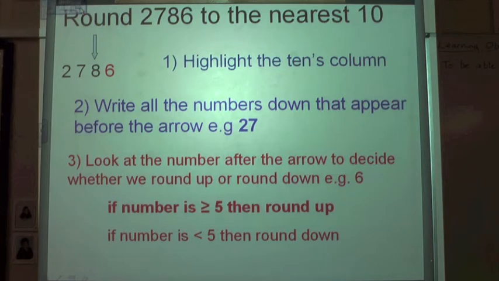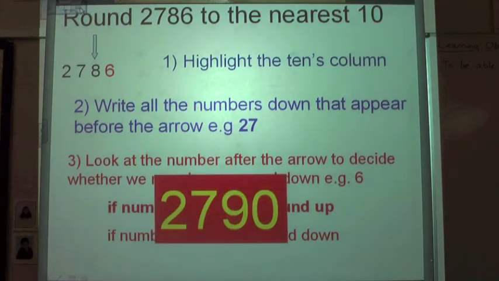After our 8, there's the 6 there, which is greater than 5, so our answer should round up, giving us 2,790. You'll notice that because we've rounded to the nearest 10, there are no units. So it's just a tens column there.